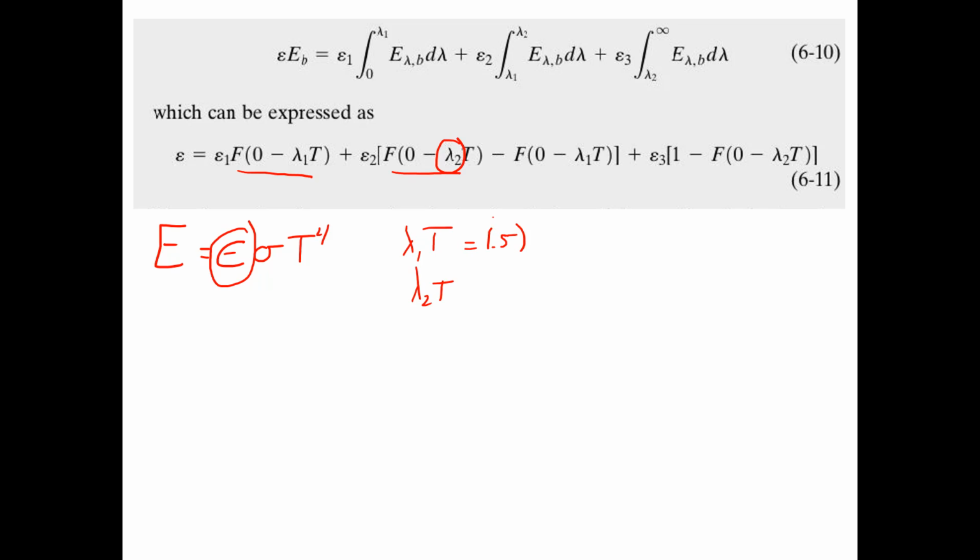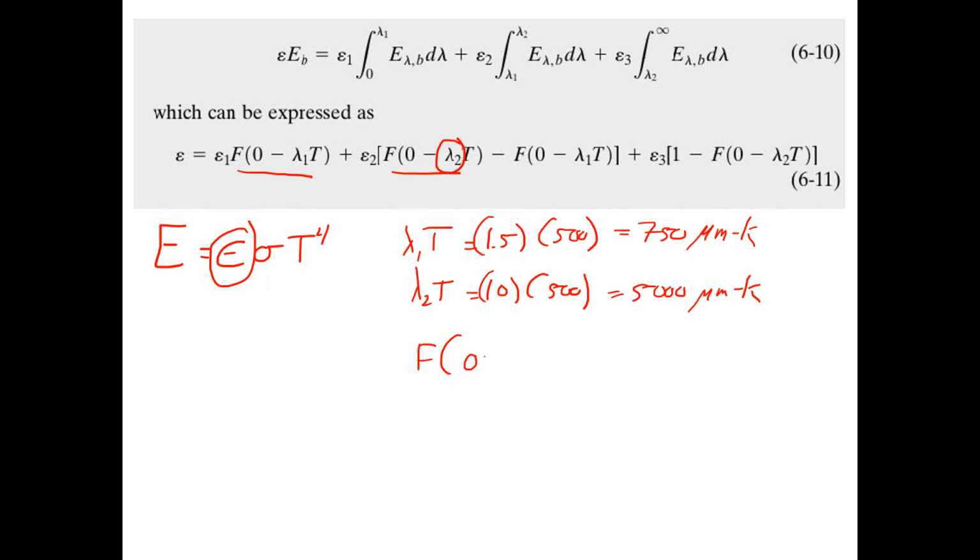So the first range ends at 1.5 microns, temperature is 500 Kelvin, and the second range ends at 10 microns, and I'll multiply that also by 500. So I'll get 750 micrometer Kelvin for the first wavelength and 5,000 micrometer Kelvin for the second wavelength. So I get the fractional energy between 0 and the first wavelength to be, according to the chart, if I look it up, 5.9 times 10 to the minus 6.